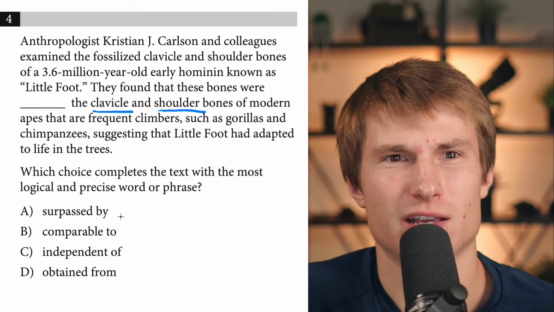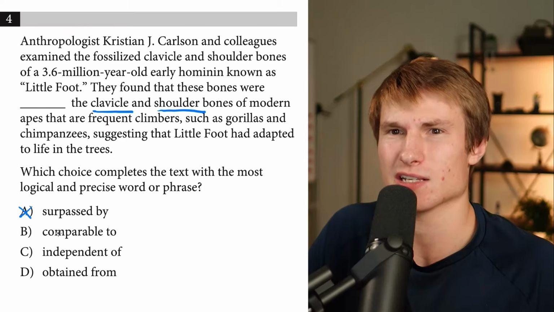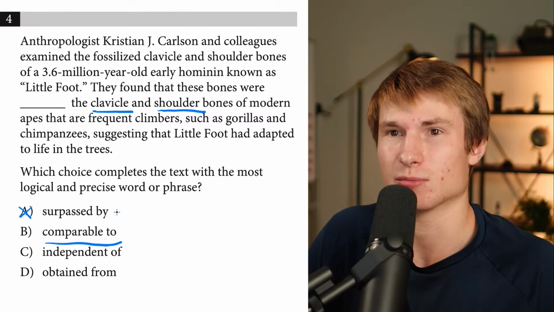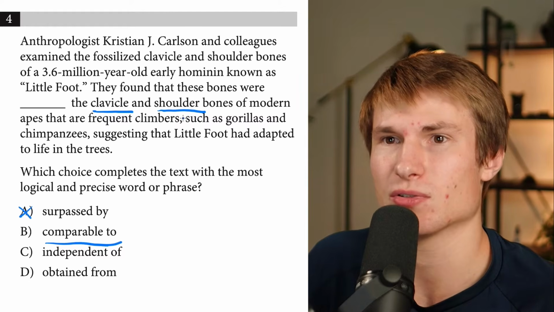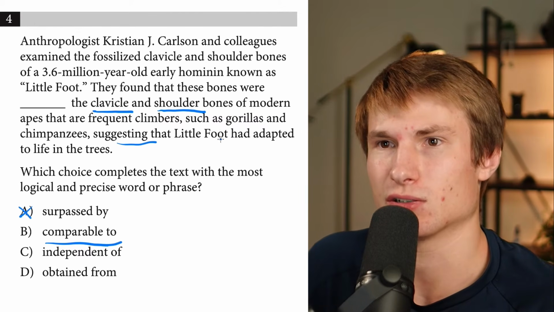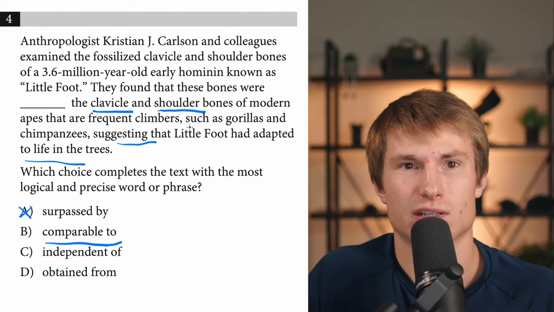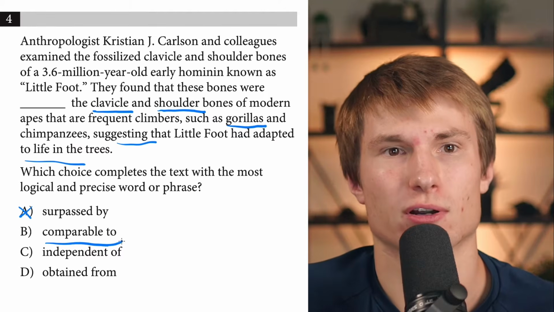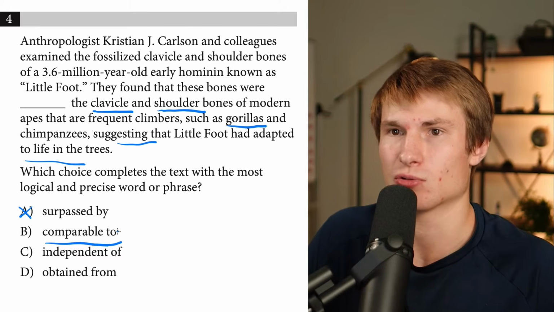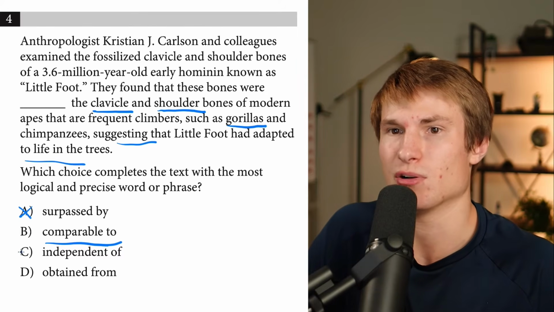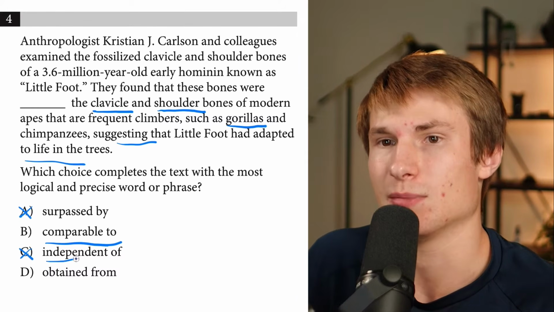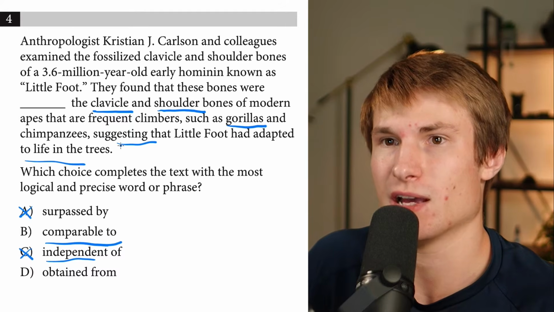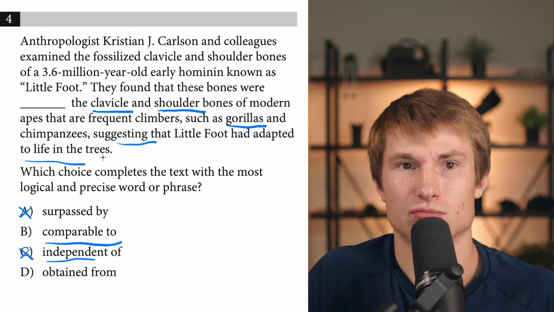So we have option A, surpassed by. We wouldn't state that they were surpassed by. Comparable to, okay, that'd be similar to the clavicle and shoulder bones. And keep in mind that we are then suggesting that Littlefoot had adapted to life in the trees. Okay, other animals that have adapted to life in the trees would be gorillas and chimpanzees. So therefore, we'd be suggesting that these are comparable in order to be able to draw that conclusion. Okay, we wouldn't be stating they're independent from.